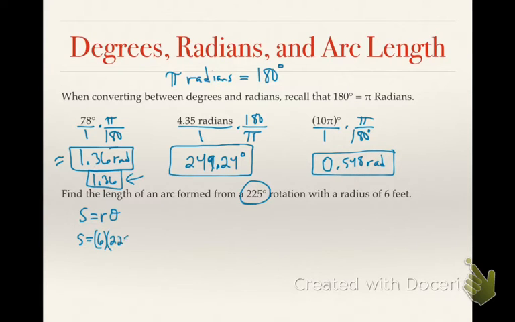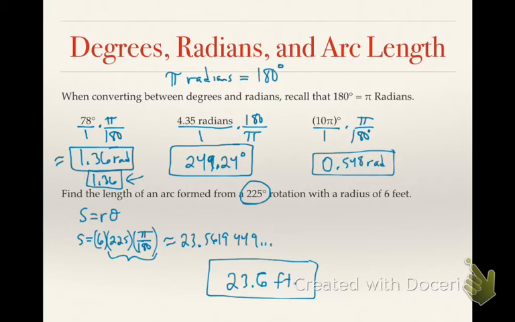multiply it by 225, but I have to convert that into radians, so I'm going to multiply it again by pi over 180. You can convert that to radians first, but then you're going to get a rounded answer, so you just have to be careful about your rounding. I like to put it all in one shot. So this is your theta in radians. Okay. Multiply that out, you get 23.5619449. So approximately 23.6 feet. Okay, that's the length of an arc formed from a 225 degree rotation with a radius of 6 feet.